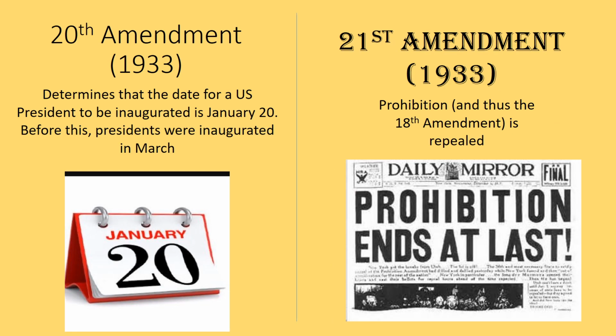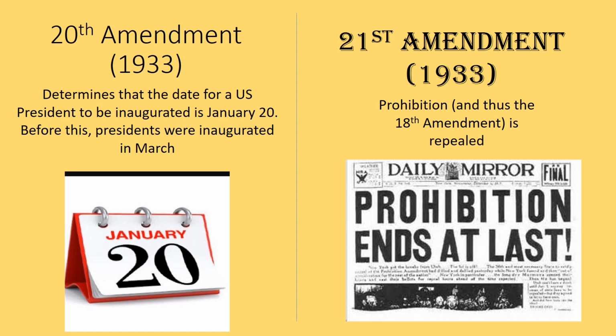The 20th Amendment, passed in 1933, says that a president is to be inaugurated on January 20th. Elections are in November, and then the next January 20th, the inauguration occurs. Before this, presidents were inaugurated in March, and it had been that way since George Washington. But now with the 20th Amendment, January 20th is the inauguration date, and that remains the same today.